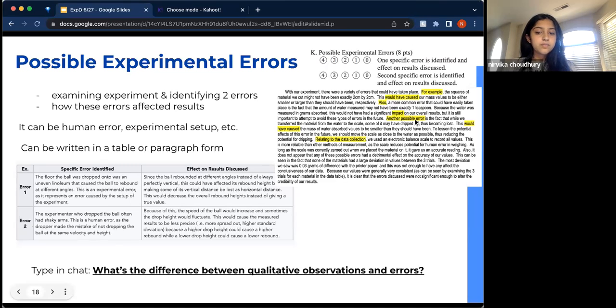Type in chat: what is the difference between qualitative observations and errors?